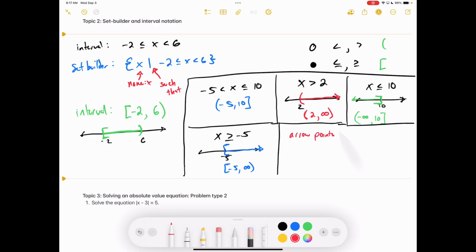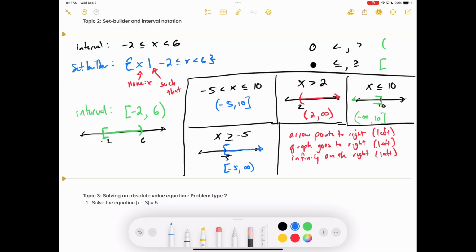Arrow points to the right, graph goes to the right, infinity is on the right. And this works the same thing for left too. That only works if the variable's on the left, but most of the time the variable's on the left.